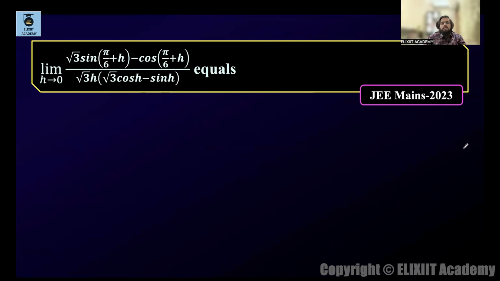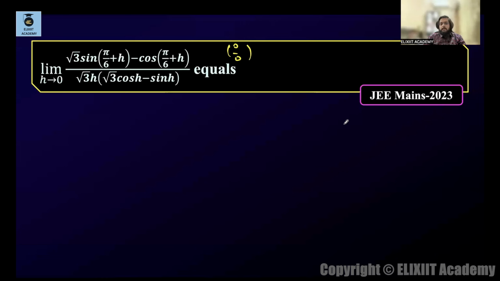Sin pi by 6 is what? Sin 30. Sin 30 is half, so root 3 by 2 minus cos pi by 6, which is cos 30, which is also root 3 by 2. So root 3 by 2 minus root 3 by 2, which is 0. So 0 by 0 form, right? And so what I do, the moment you see this format, it's a very well-known format. This should be known to you.